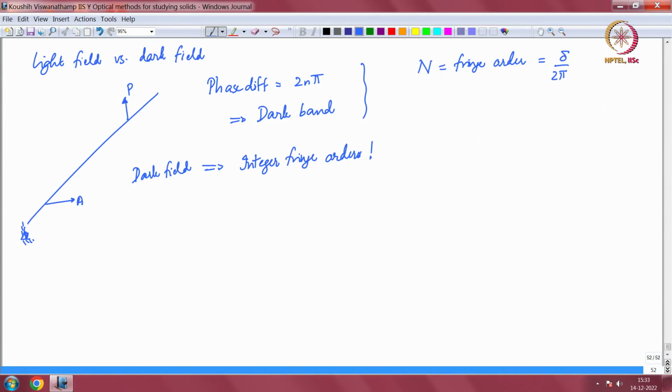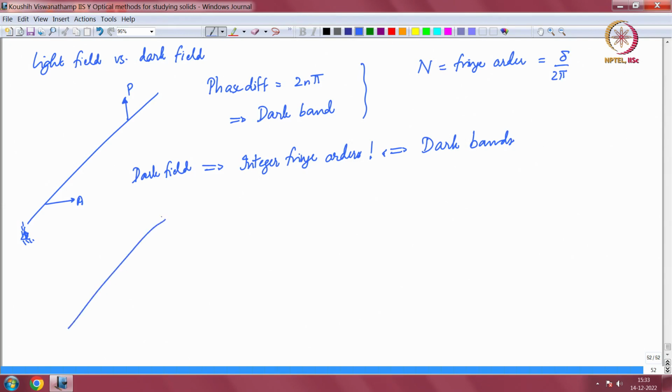Okay, n equal to 0, 0 is trivial, then 1, 2, 3, 4 and so on. Anytime you pick up a dark band, so anytime you have a dark band in the dark field image, that corresponds to an integer fringe order, delta is 2 n pi.